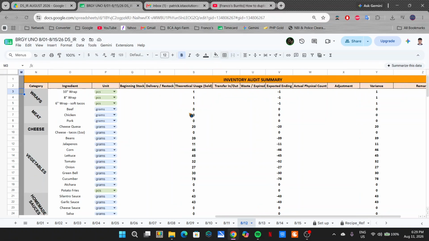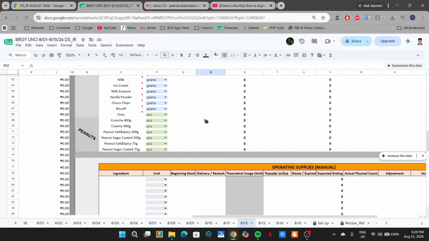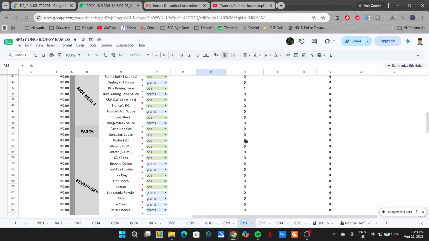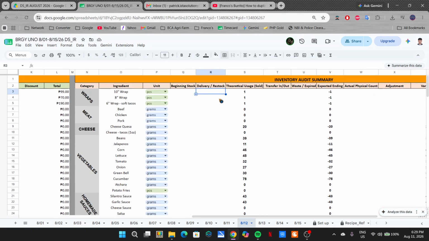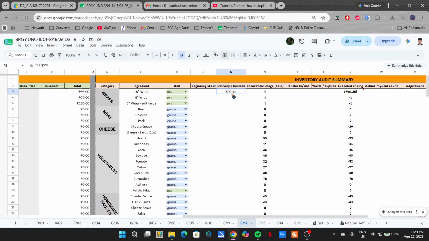And the deliveries, if there are any deliveries of the POs, kindly please input here, okay? And together here at the delivery received, okay? So that's important. And please only type in numbers. There are already units of measurement beside the beginning stock, and make sure it's all numbers. Because if it's like, say, 500G or 500 pieces, it won't be able to read the expected ending and the variance won't be able to read the cell. So if you type in 500 rather, they will be able to read it.